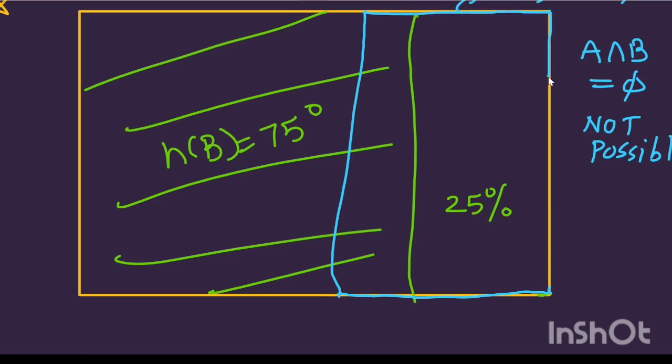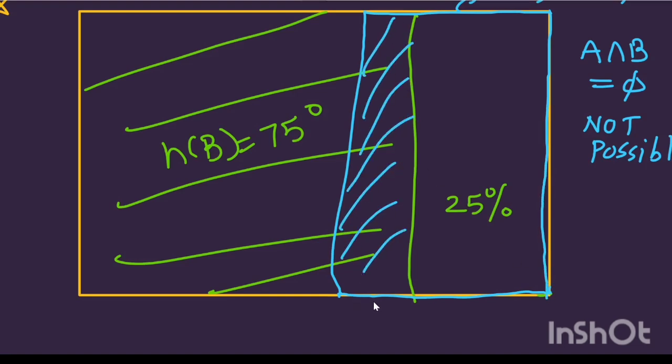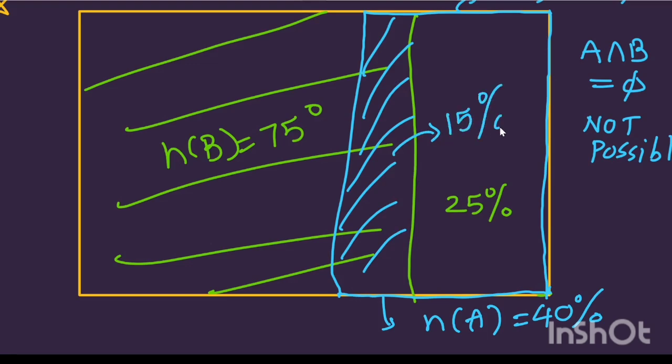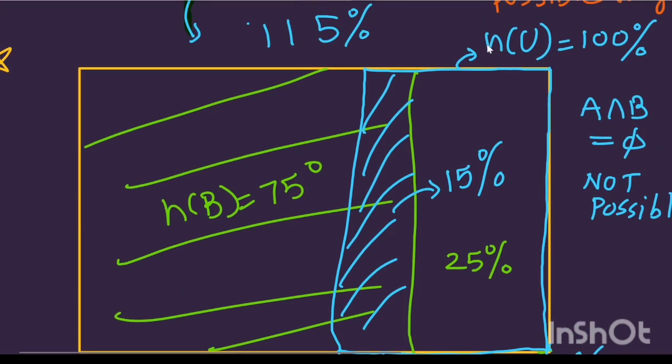So even if I draw it like this, there will be a minimum intersection, where this area is n(A), which is 40%. So this minimum amount of intersection would be there. This is 75%, this is 25%, the total is 40%, so this much area, which is 15%, is the minimum A intersection B. It has to be 15% only, because we have to take care of n(U) equals 100.